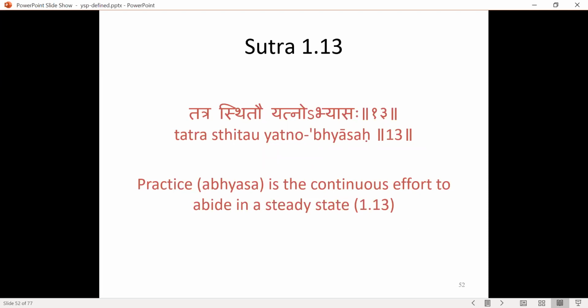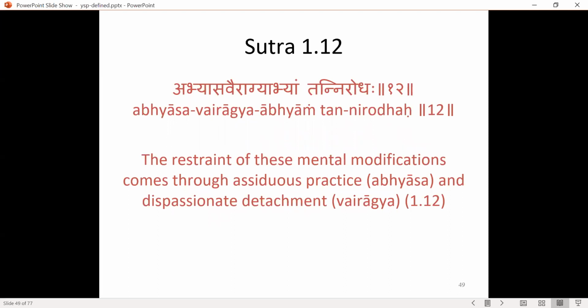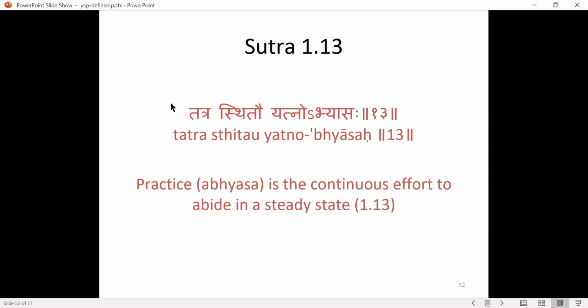I'm not sure this sutra makes a lot of sense, but basically Tatra means there, therein, in a steady state, in the mind. Remember the phrase Abhyasa Vairagya Tan Nirodha. When we are trying to attain that Nirodha state and maintain it, Tatra Sthitau, Sthitau means to stay in that stability. Yatna means the effort. So the effort to stay in that state of stability is called Abhyasa. This is the breaking of the Sanskrit words into individual words.